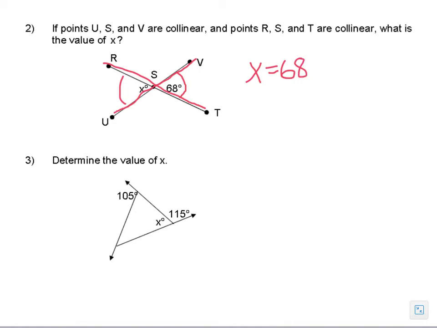3, determine the value of X. X is right here, next to the 115. 105 is just thrown in there to confuse me. I know that these two angles form a linear pair, and a linear pair adds up to 180, so I'll just subtract the angle I have from 180. That gives me 65. So X equals 65.